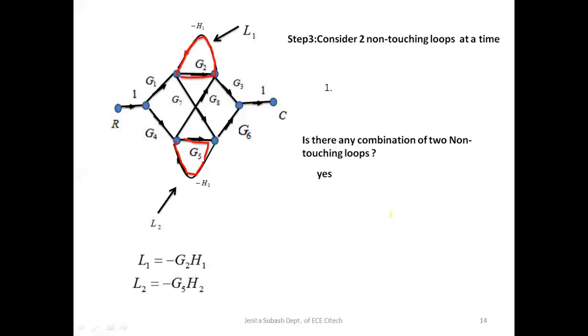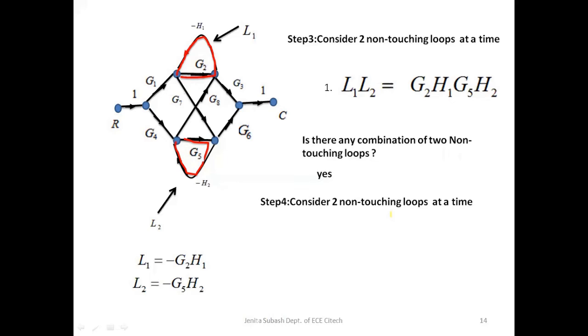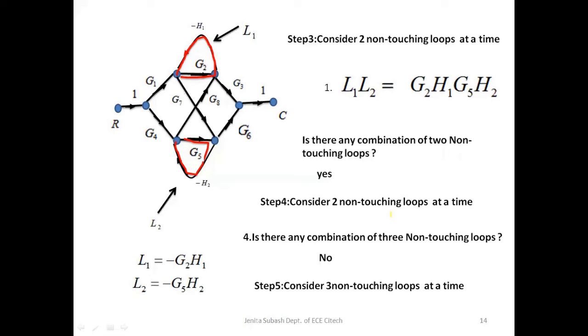So we have L1 as minus G2H1 and L2 gain as minus G5H2, and the product of L1 L2 is G2H1 G5H2. Now we have to identify whether there is any combination of three non-touching loops. No, we don't have any combination as such. So moving on to the next step, we consider four non-touching loops, five non-touching loops, and so on. We don't have such combinations.